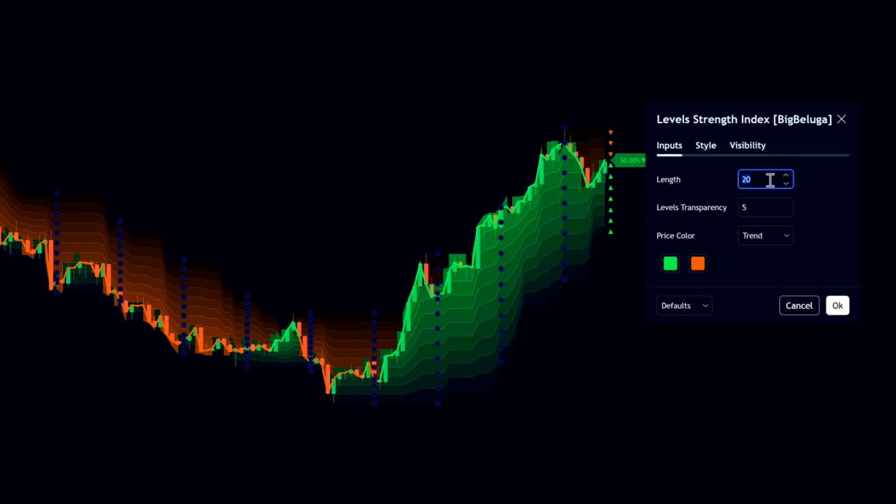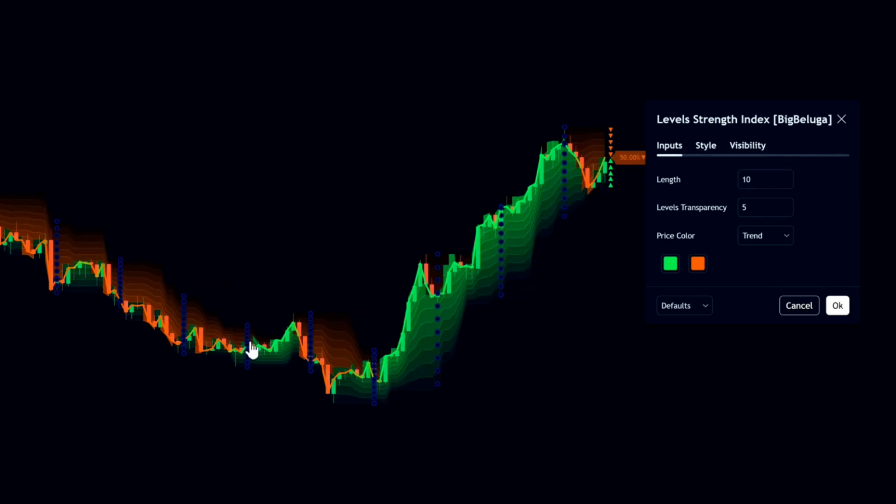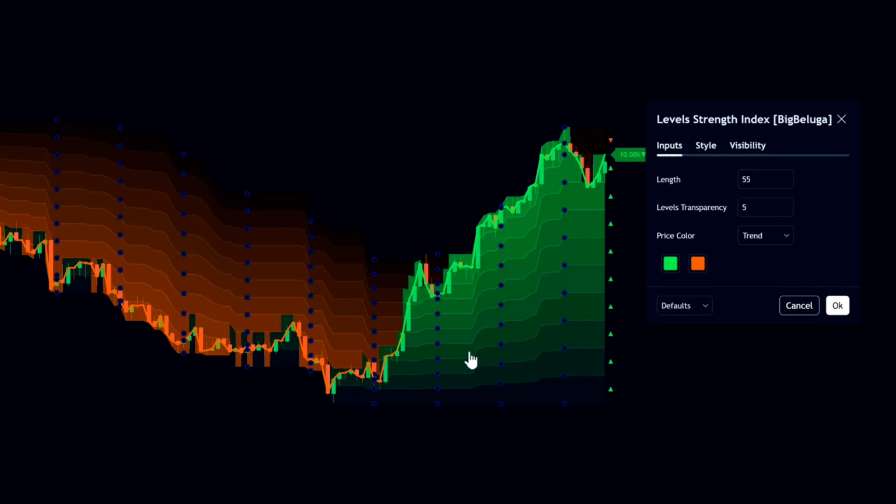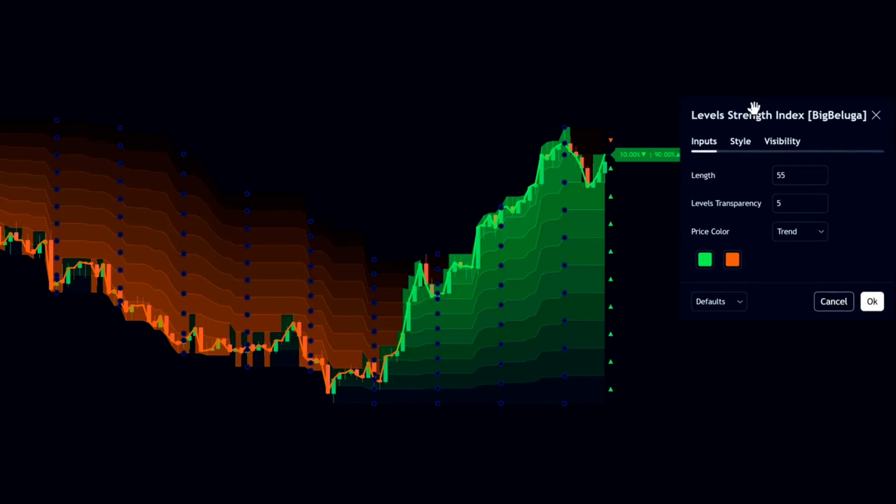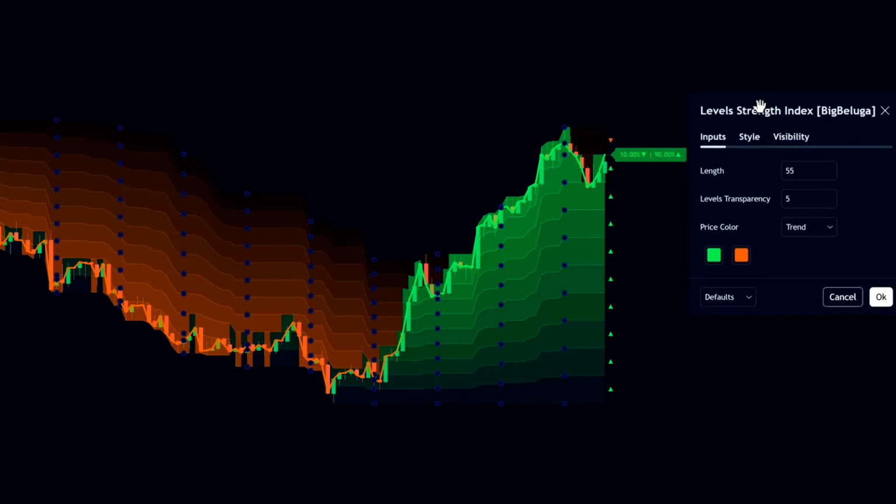A shorter length, like 10, focuses on recent price activity and makes the levels more sensitive to short-term market fluctuations, which is great if you're using the indicator for short-term strategies like scalping. A longer length, like 55, looks at broader price trends and creates levels that are less sensitive to price movements, which is useful for day trading or swing trading to identify long-term market strength.